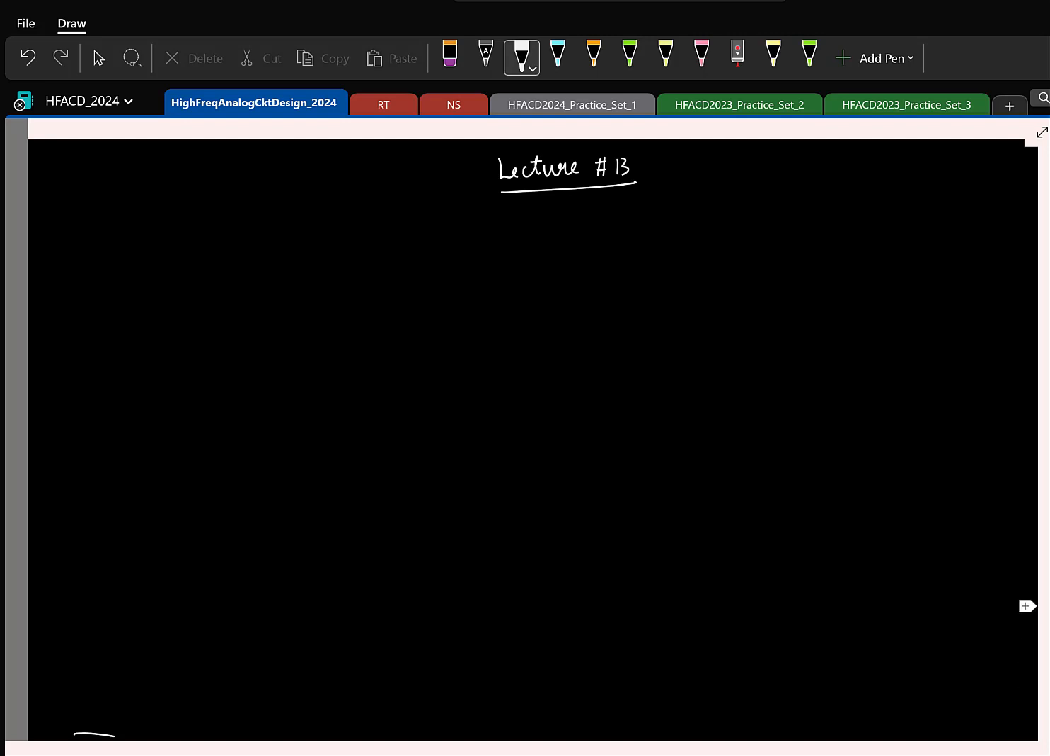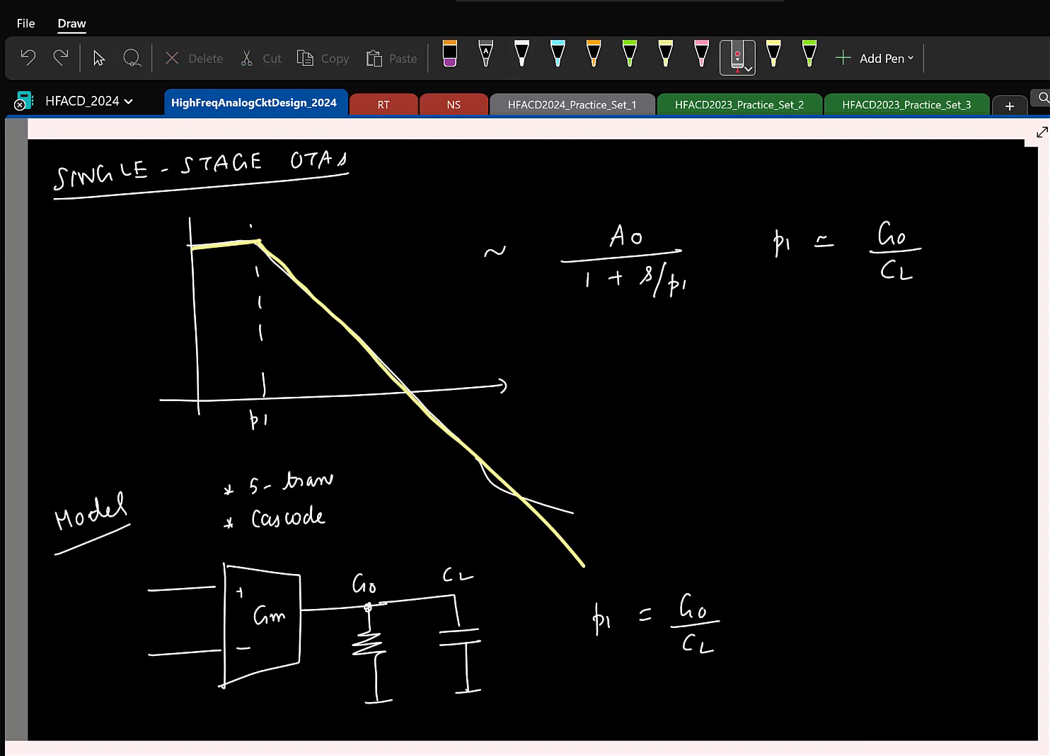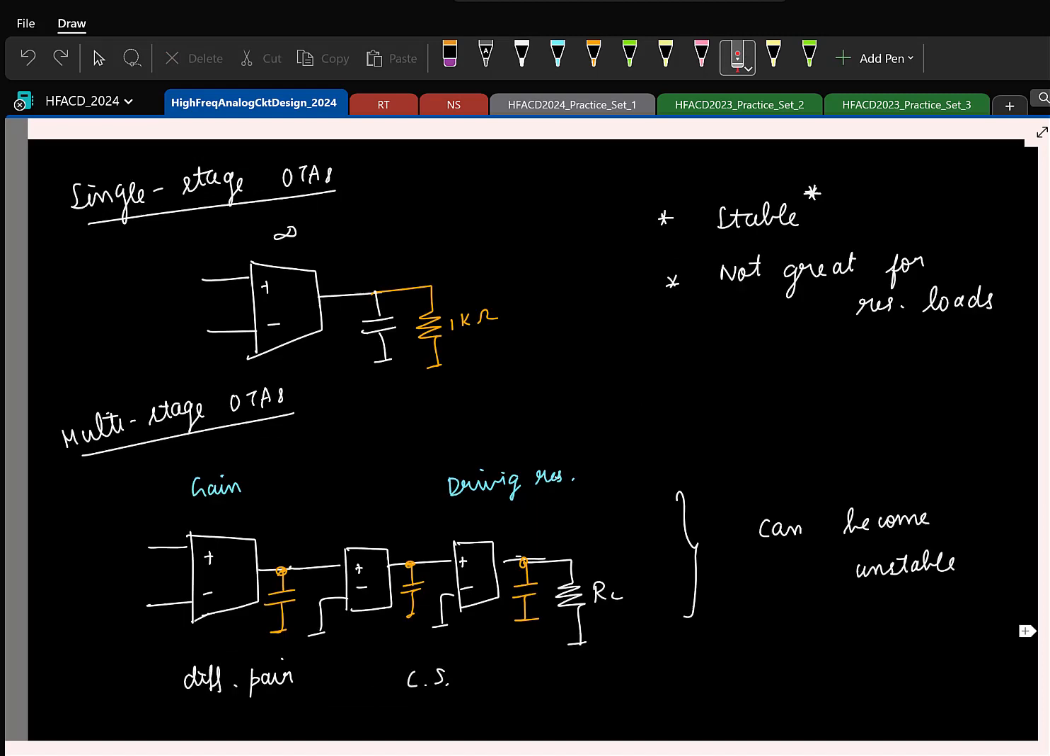So that basically made us go to the multi-stage OTA, something like this, where the bulk of the gain you get from the first stage, and then you have the last stage specifically for driving the load. But the moment you have such a multi-stage structure, we saw this is no longer a first order system, it's a higher order system, so we can no longer make any comments about its stability.